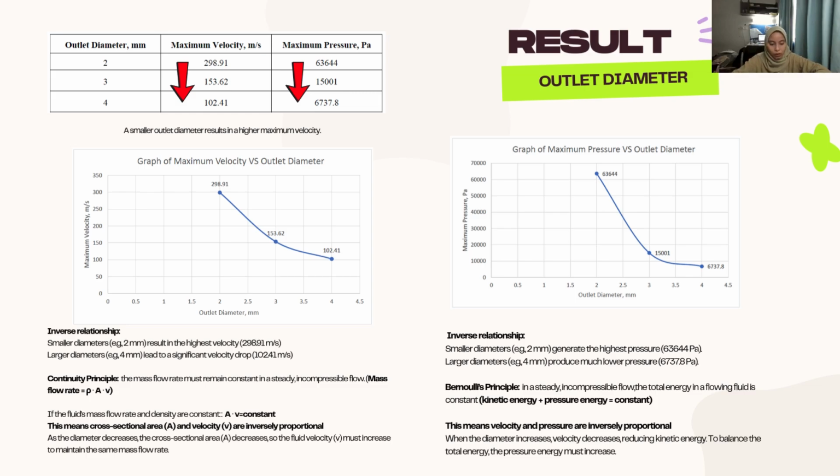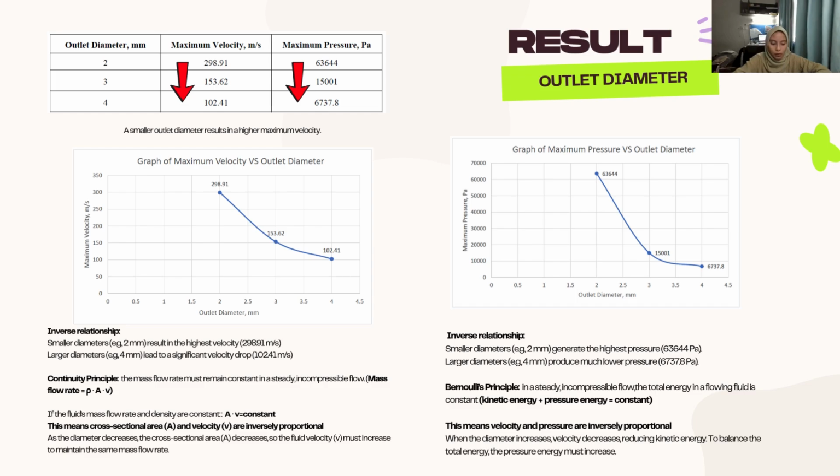Same with the result for velocity versus pressure. Since the velocity decreases, kinetic energy also will decrease. To maintain constant total energy, pressure energy must increase. And along with the Bernoulli principle, which says that in a steady incompressible flow, the total energy in a flowing fluid is constant. This means velocity and pressure are inversely proportional.